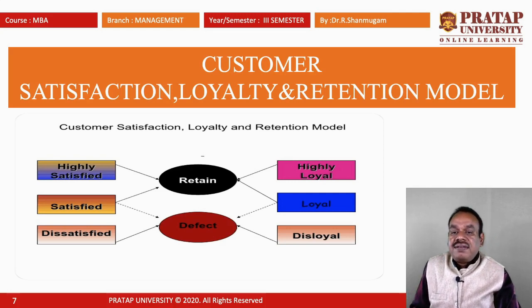If a customer is highly satisfied, then ultimately the retention factors are there. So he is very loyal, highly loyal. If the customer is satisfied, there are two things: he may be retained, or he may defect, chances are there, but he should be loyal. Dissatisfied customers, definitely they may defect and they are disloyal. So the switches are more and more. They will go for a trial use of the product or services. If they are satisfied, they will go for repeat purchase. If not, they will defect and switch over to another brand.